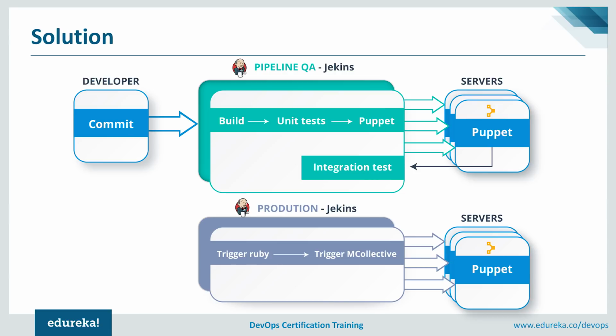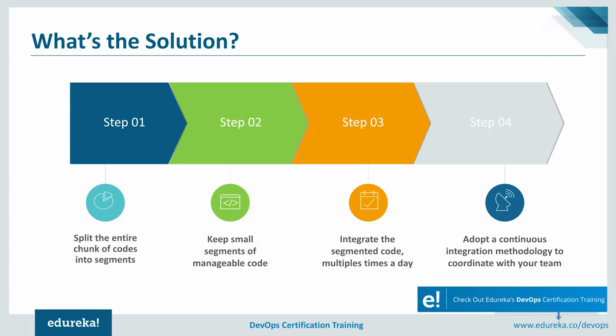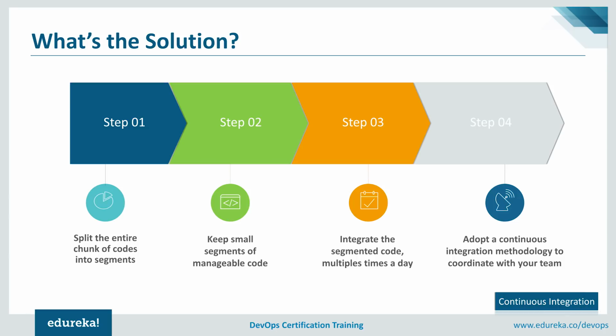Now, as I was telling you about the continuous integration pipeline and continuous delivery pipeline, what exactly is continuous integration? Before I tell you what it is, let me tell you how it is done. Well, you have to split the entire chunk of code into segments first. Then you have to keep small segments of this manageable code. After you make the required changes, you then have to integrate the segmented code multiple times per day so that everybody has that code, and then finally adopt the continuous integration methodology to coordinate with your team.